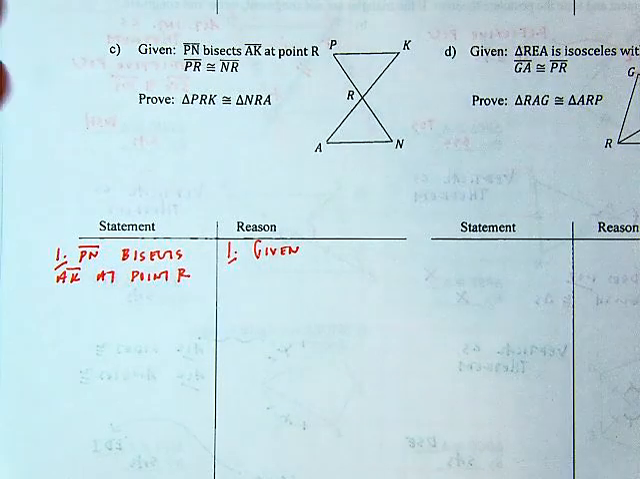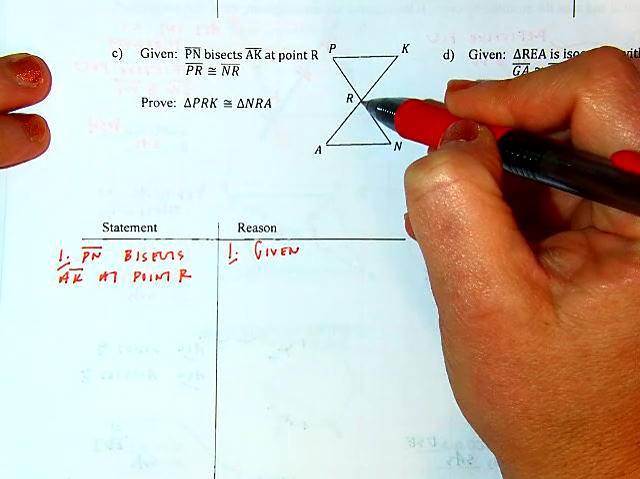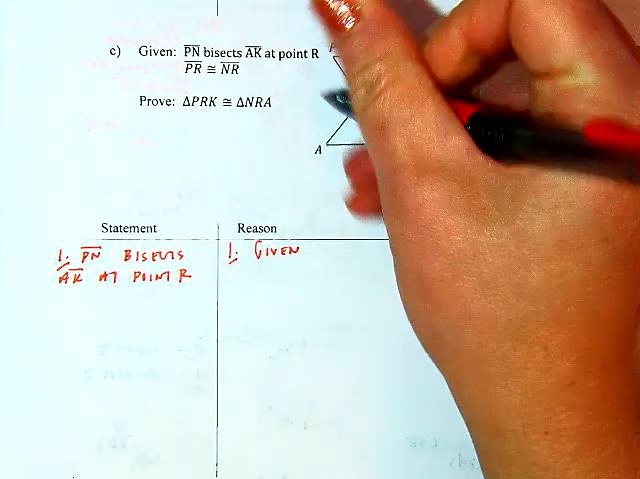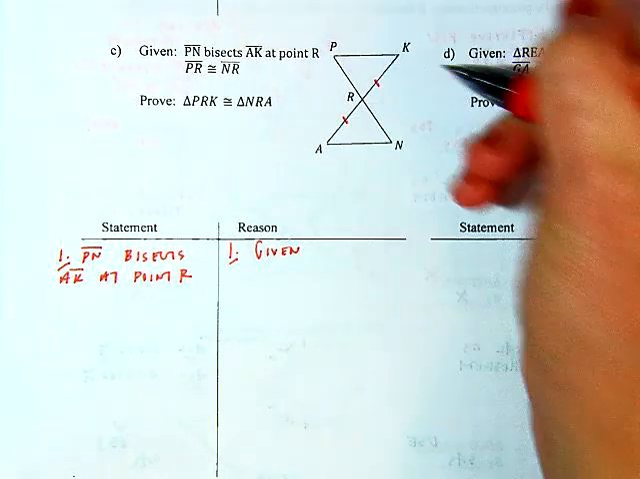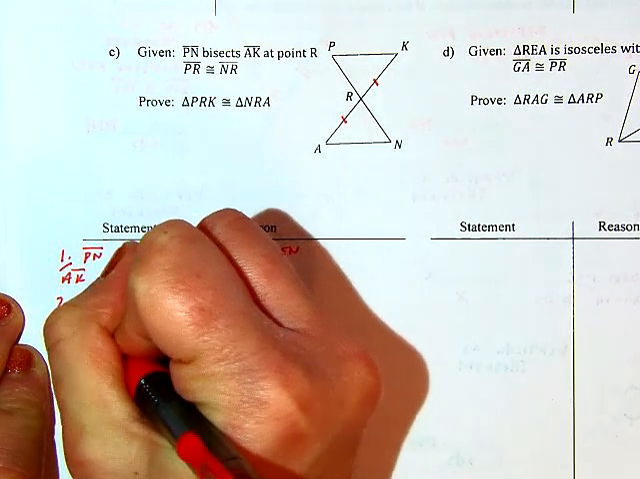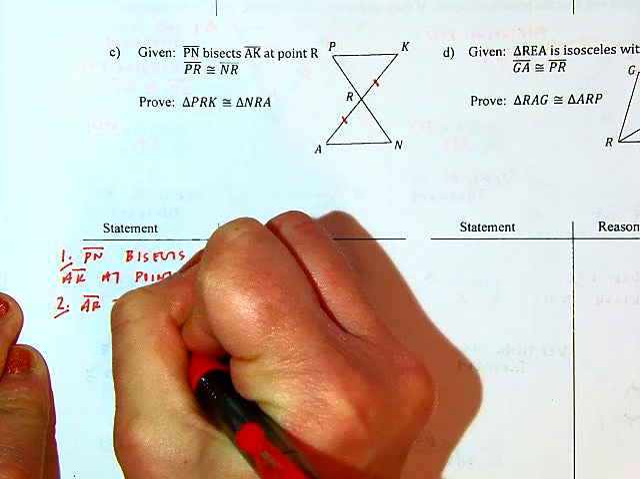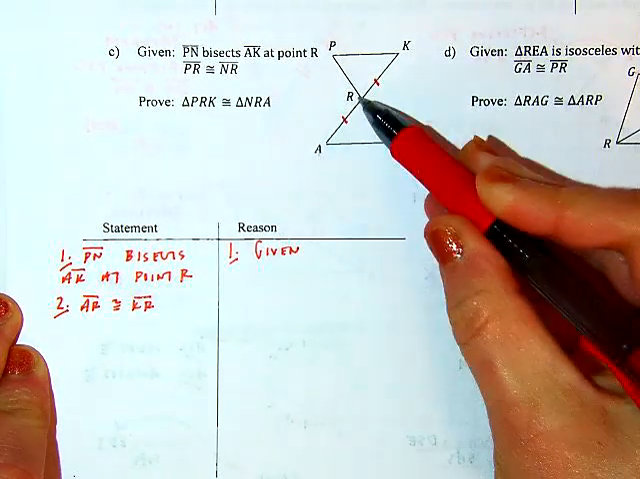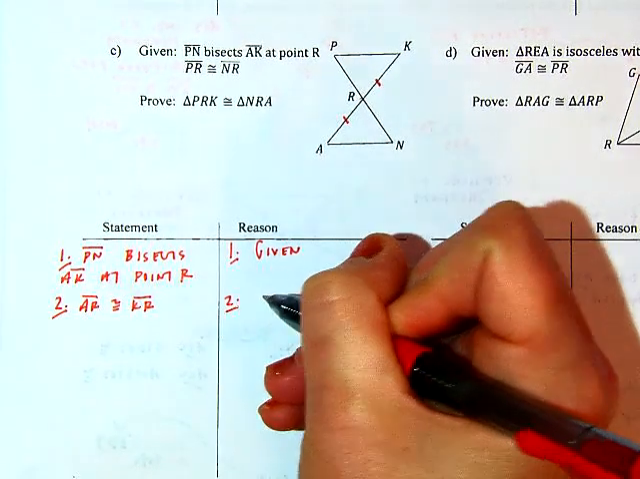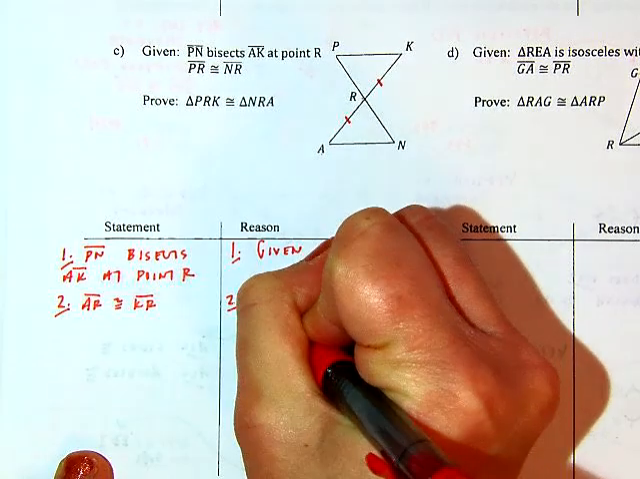All right, so if this segment PN bisects this segment at point R, that means that AK is being split into two congruent parts right there. So now in step 2, I can say that AR is congruent to KR. So AR to KR. Right? That's what it means to bisect something. It creates the two congruent parts. So definition of bisect.